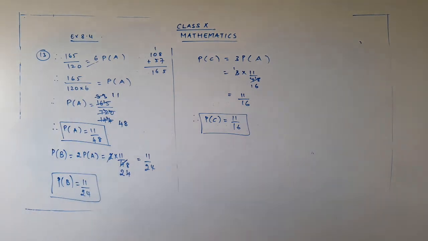So we have completed all the 3 details that we have to find. We have got the answer for probability of A, which is 11 upon 48. We know the value for probability of B, which is 11 upon 24. And we also know the value for probability of C, which is 11 upon 16. I hope you are clear with this sum. Good. Do not write the answers directly. Wherever there is simplification, you have to show the simplifications.